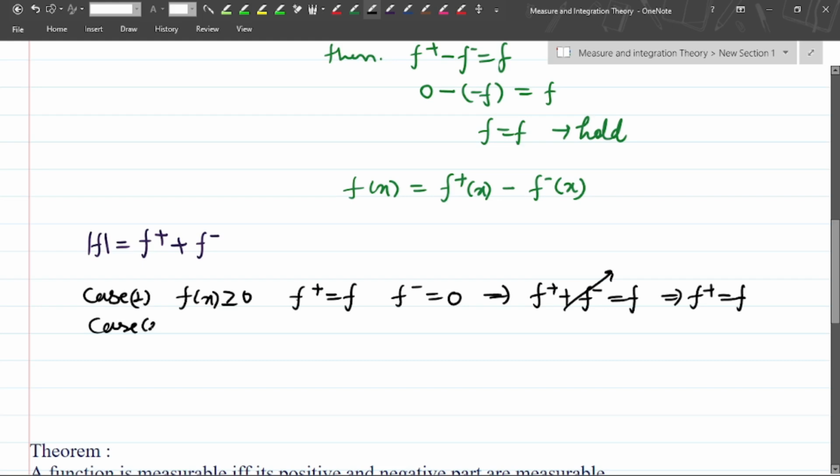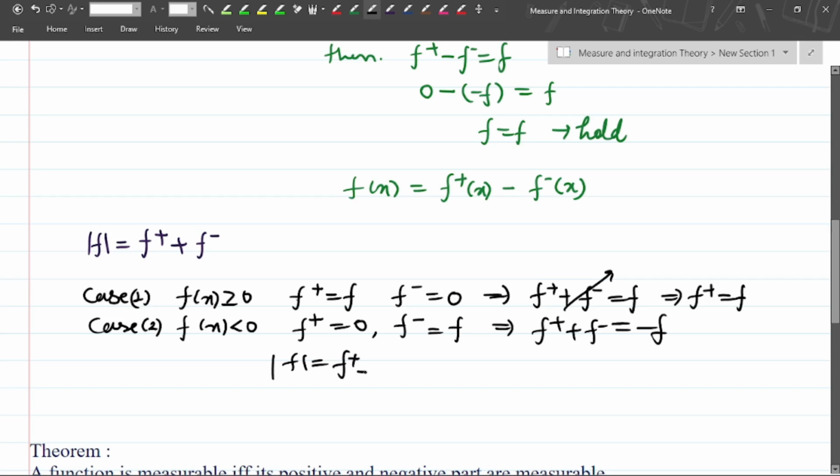The second one, case 2, is f(x) less than 0. It means f plus is equal to 0 and f minus is equal to minus f. So f plus plus f minus is equal to minus of f. That we can conclude that mod of f is f plus plus f minus. This is the result that we want to prove here.